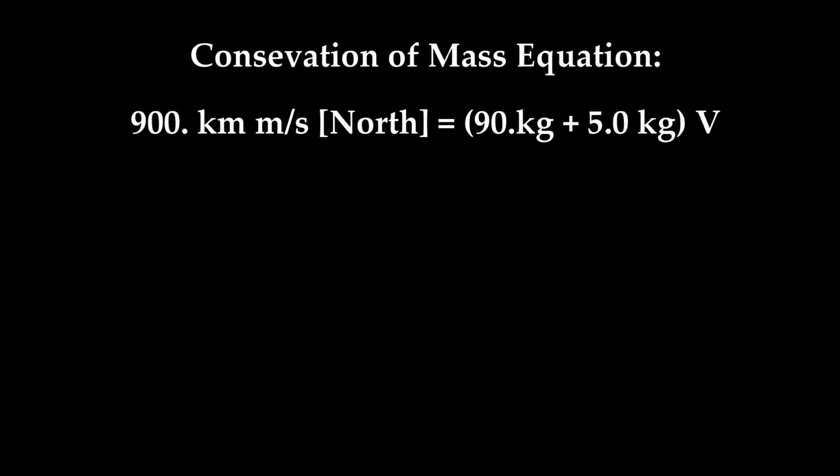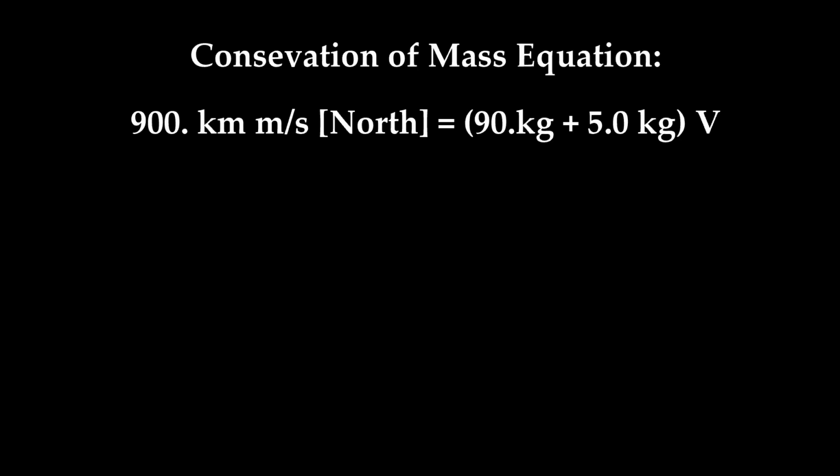So on the left of our equation we have 900 kilograms meters a second. Let's say this is heading north. On the left side we have the mass and the velocity. But we want to know what the velocity is because we're now increasing the mass. So in the brackets there we would have 90 kilograms plus 5 kilograms.